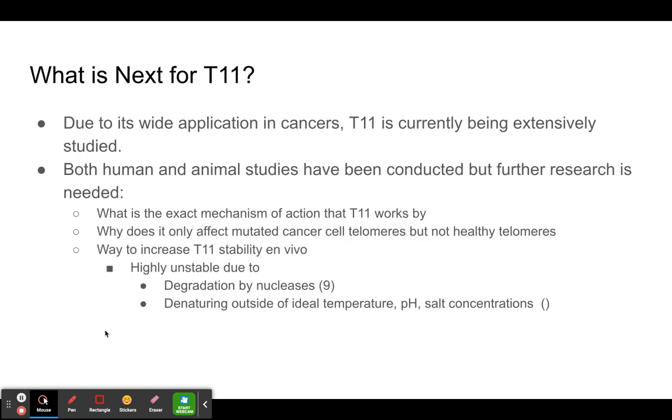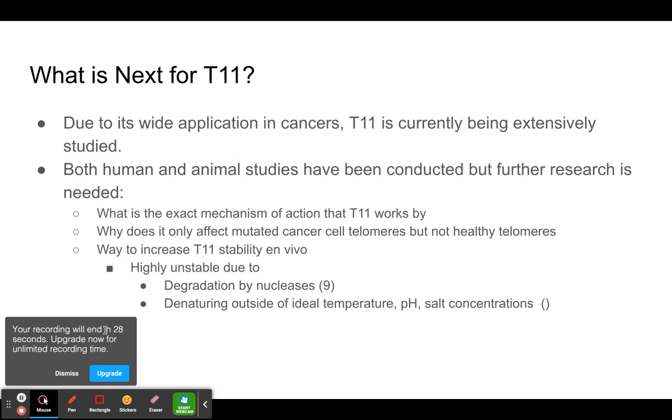Because high telomerase activity is present in such a wide range of cancers, T11 seems to be a really promising approach. Current research is focusing on its exact mechanism of action, how it affects cancer cells specifically, and ways to stabilize its delivery into the nucleus, and so many factors can affect its composition.